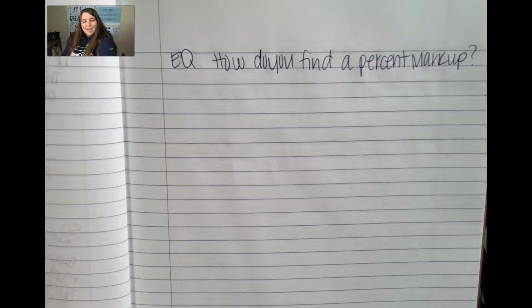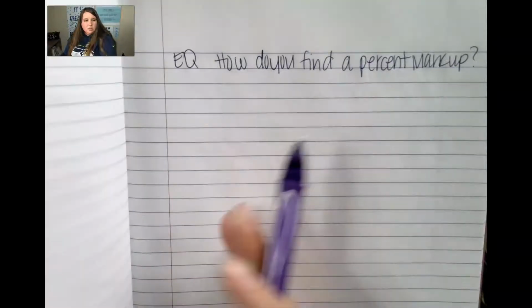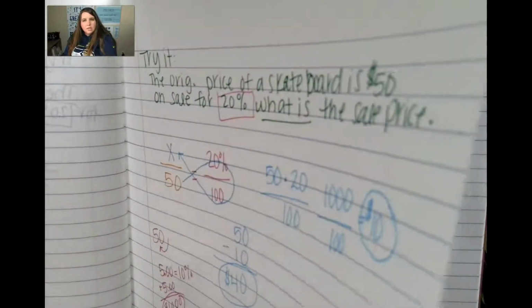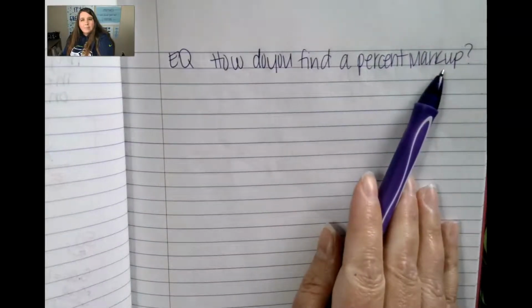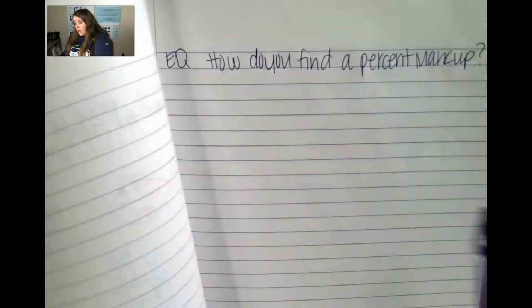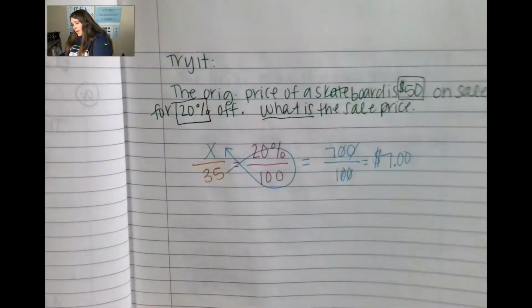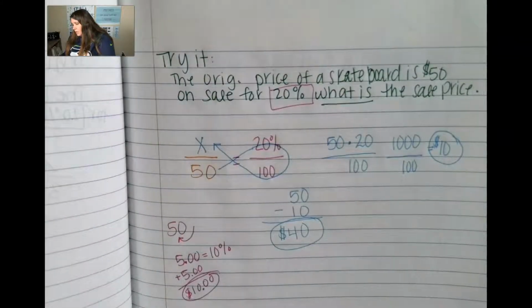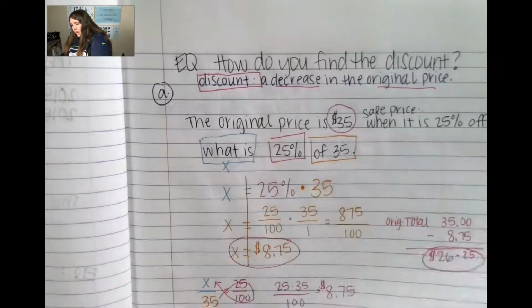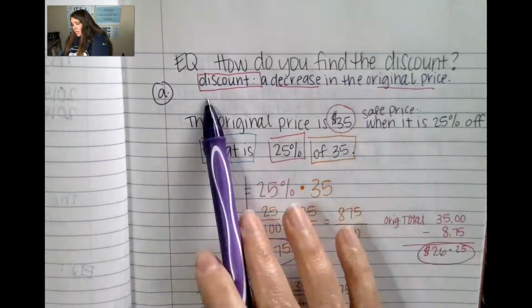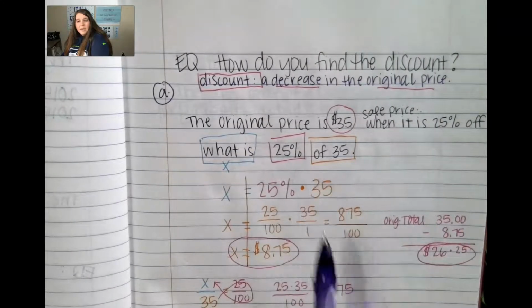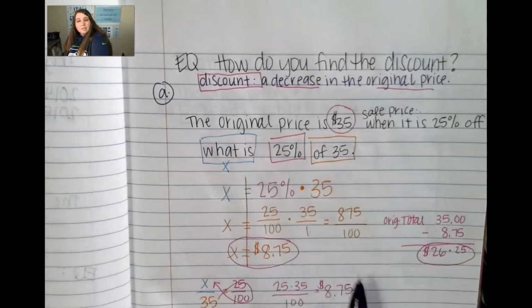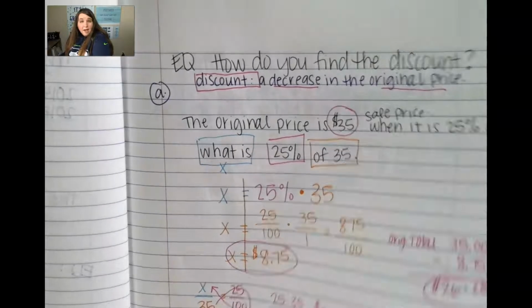Hi everyone, today we are going to continue our learning percent journey and talk about a percent markup. So this means that in our last lesson we were looking at a percent discount, right? So we are looking for the discount, finding a decrease in the original price, and learning how much we saved on a sale item.